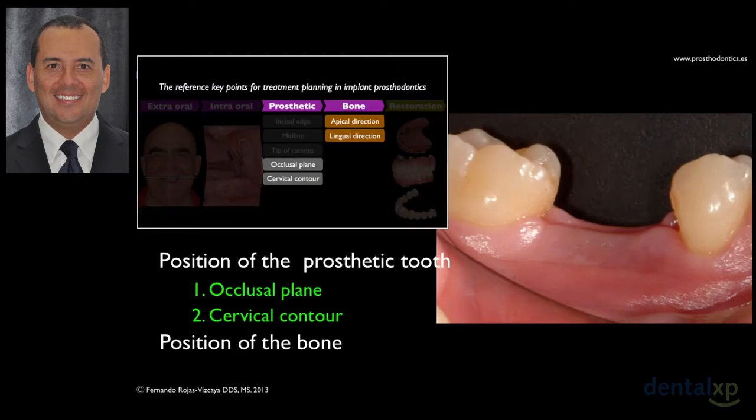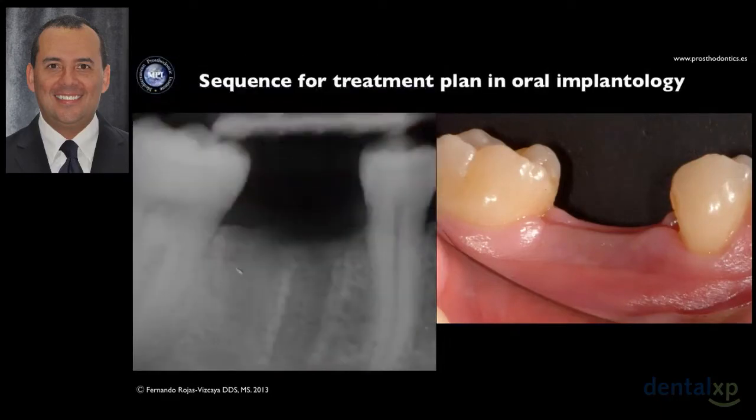Once you know the margin, your next step is to find the position of the bone. But we need to fix the occlusal plane, and we cannot move it. After that, we fix the margin or the cervical contour of the crown, and you cannot move it during your analysis. And after that, make the analysis in relation to the bone. Right? So our first step is here.